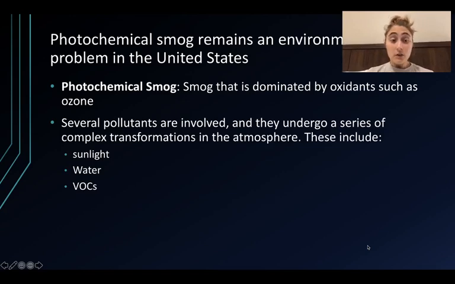Several pollutants are involved in the formation of photochemical smog, and they all undergo a series of these transformations. And like we said, when we see the word photo, we should think of sunlight. So sunlight is one of those things that helps to contribute to that transformation, as well as water and VOCs. And remember, VOCs are volatile organic compounds, and those really come from things that have really pungent smells or really fragrant. So things like gasoline or dry cleaning fluids, or some natural plants that have a really strong smell to them, are all VOCs. We have both anthropogenic and natural VOCs.